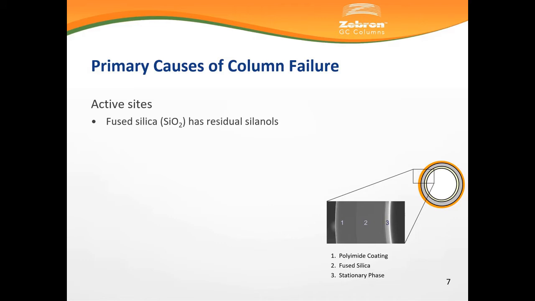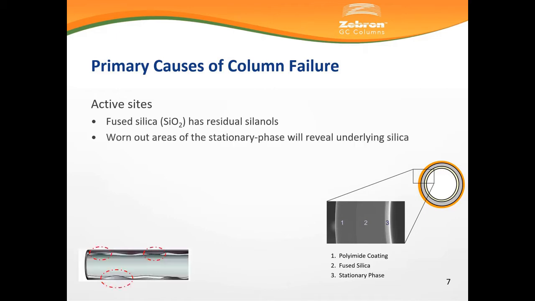Be mindful of the construction of a wall-coated open-tube GC column, which we often refer to as a capillary column, or perhaps a capillary column, depending on your choice of pronunciation. The stationary phase coats the interior of the capillary, while a polyamide coating protects the exterior of the capillary. An active site occurs most often in the form of exposed residual silanols from worn-out patches of the stationary phase. The polarity of active sites will induce tailing and a loss of sensitivity among polar analytes.